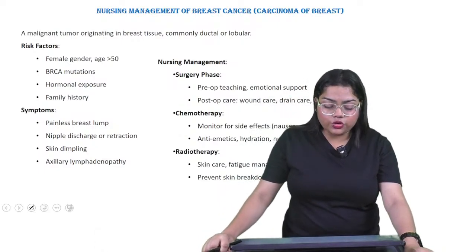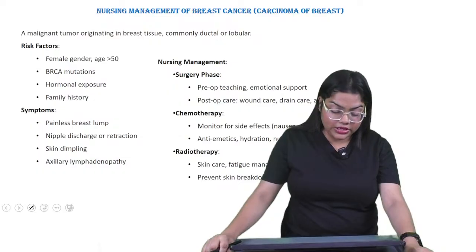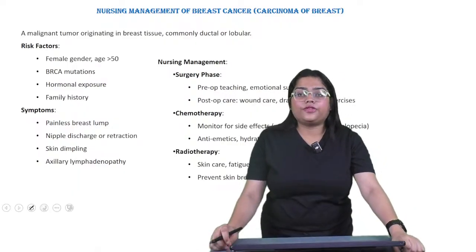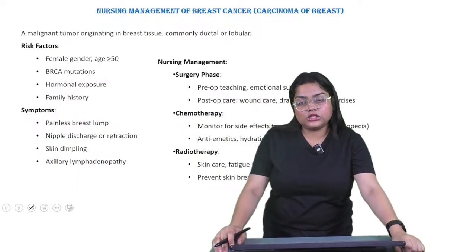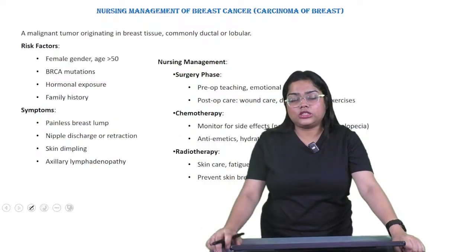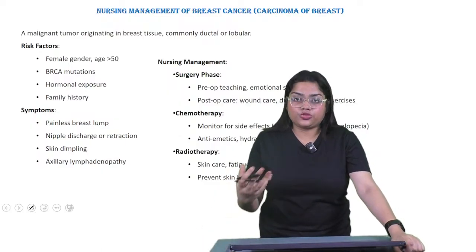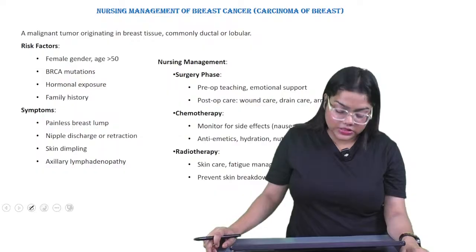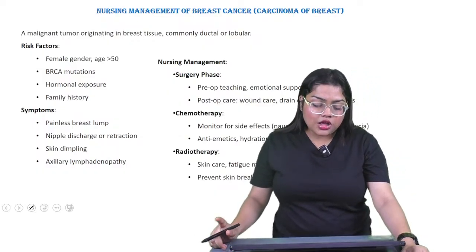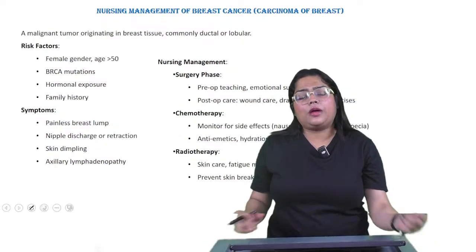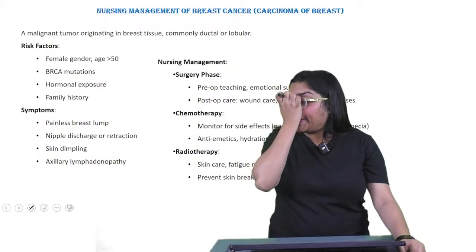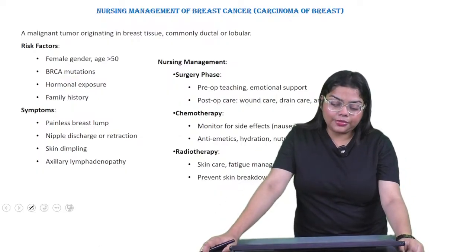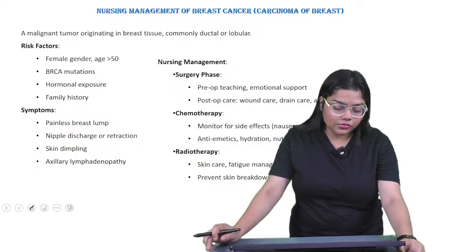The risk factors include female gender and age over 50 years. Sometimes, though it is very rare, it can happen in teenagers or those just moving towards adulthood, because of menstruation problems or hormonal changes. Then BRCA gene mutation, hormonal exposure, and family history of the patient: if their mother, father, or grandparents have had the problem, then it can be transferred to the offspring also.